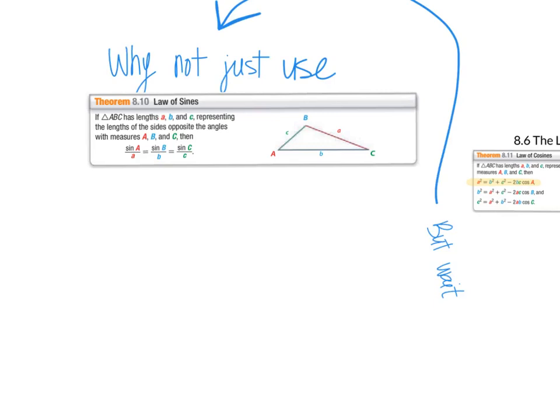If you know one angle and one side that's across from each other, and you know either another angle or another side, and you're solving for one of the other missing pieces, that's a perfect situation where you can use the law of sines.